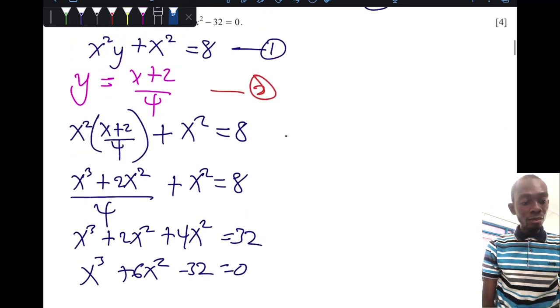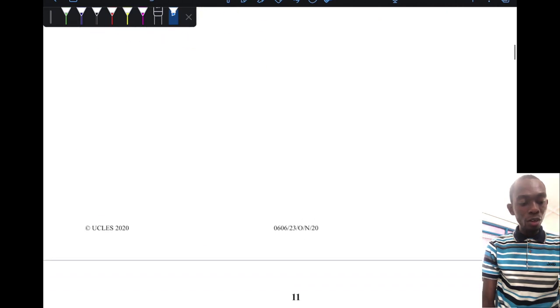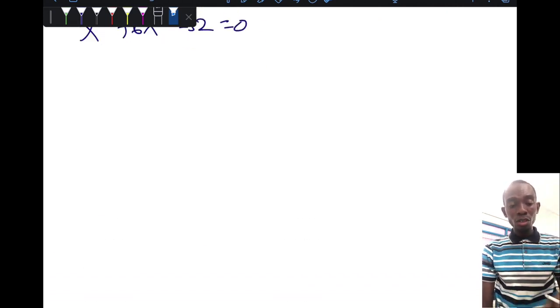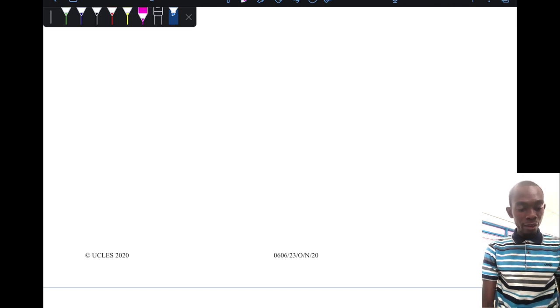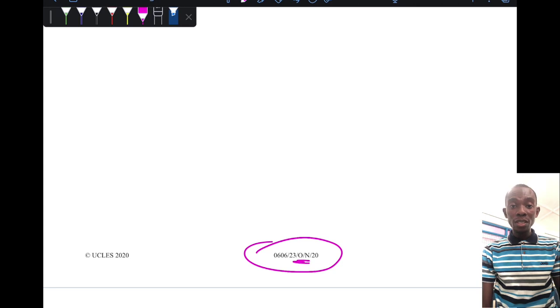Yeah, I was just cleaning, but you have a lot of space here to work out should a question like this come in the exam room. This is actually a question that came in October, November 2020, last year's paper.